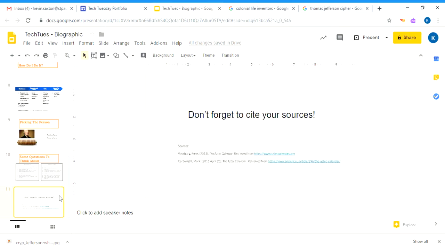And don't forget, always collect your websites. You're going to have to cite your sources. So make sure to save where you find your information.